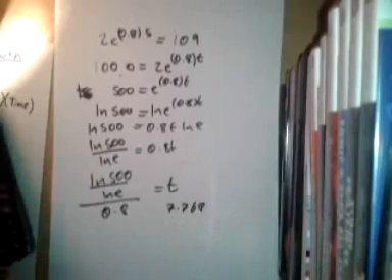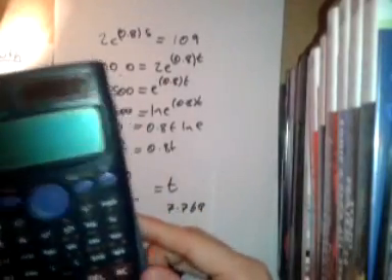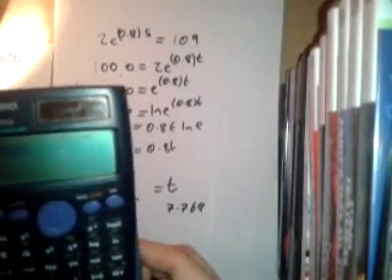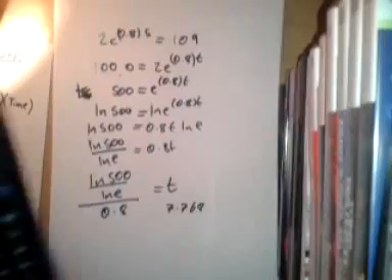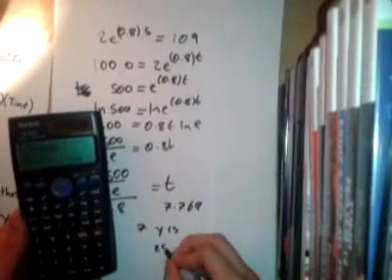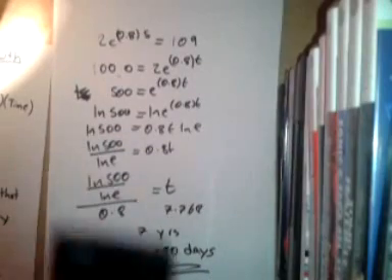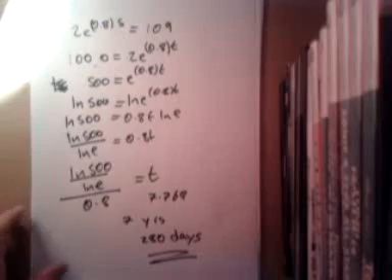7.768. So if we really want to get the days, we could go 0.768 times 365, and we get about 280 days. So 7 years and 280 days. That would be the answer to our first question.